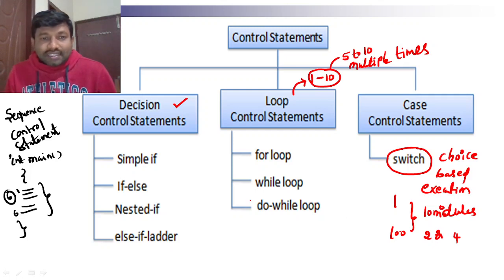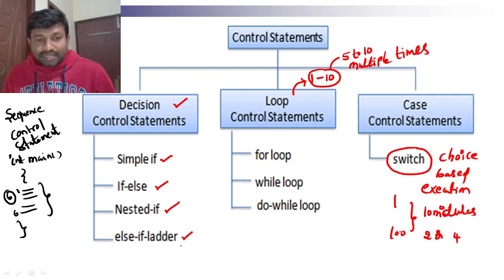Now let us see the decision control statements. So we have simple if. Using the if keyword, we implement this. If else means if the condition is true, you do one thing, otherwise we do another thing. We call it the else block. You can write if and else inside an if or else, we call it nested if. And if you want to execute more sets of instructions based on different conditions, you implement the else if ladder. We will see one after another.